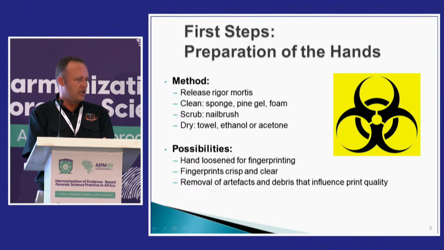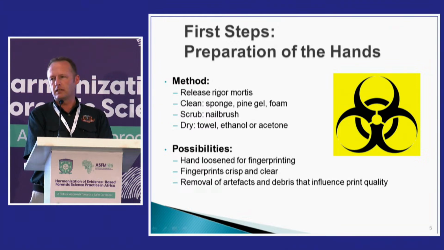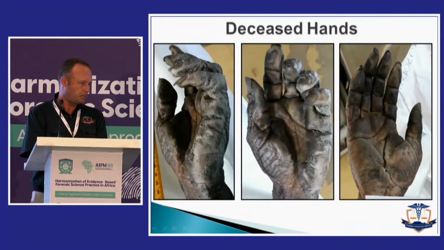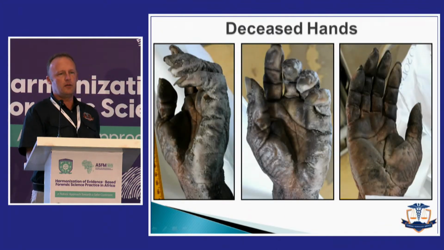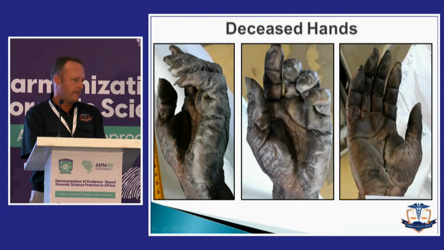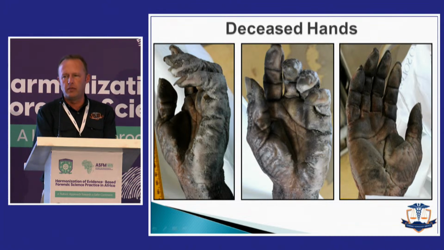Possibilities: the hand is loosened for fingerprints, fingerprints are crisp and clear, and then the removal of artifacts, debris that can influence the taking of fingerprints, is then gone. The deceased hands that usually come to the facilities look like that, full of sand, debris, and the fingerprint quality won't be that good.